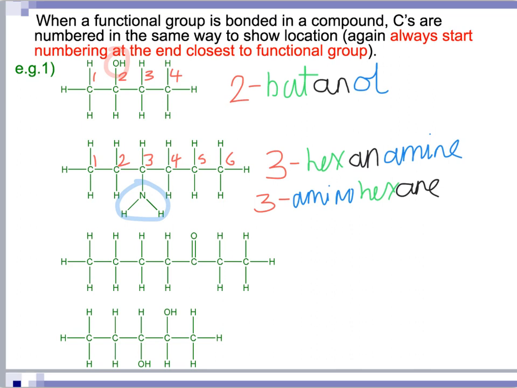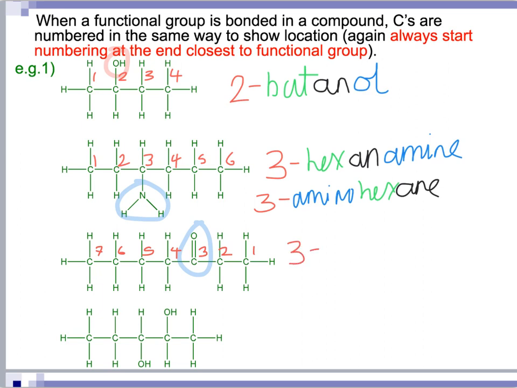Coming down to our next example, here is my point of interest, and this time it is going to be closest to the right. So I'm now going to number closer to the right. 1, 2, 3, 4, 5, 6, 7. So my point of interest is on number 3.